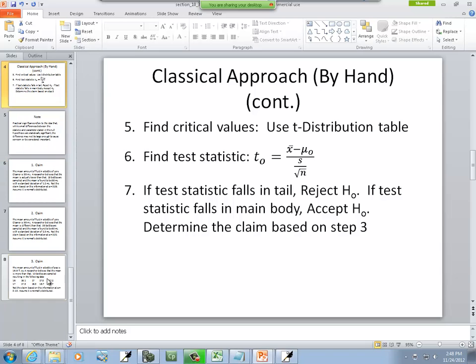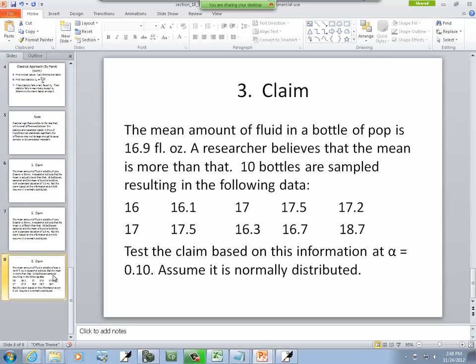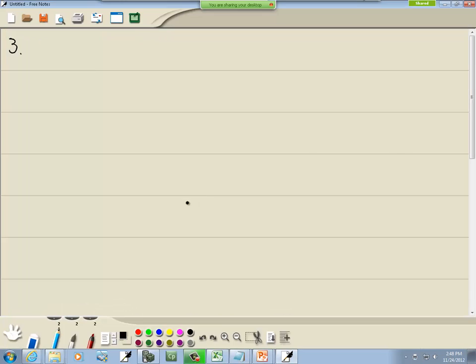Problem number 3. The mean amount of fluid in a bottle of pop is 16.9. A researcher believes the mean is more than that. 10 bottles are sampled, resulting in the following data. Test the claim. Okay.